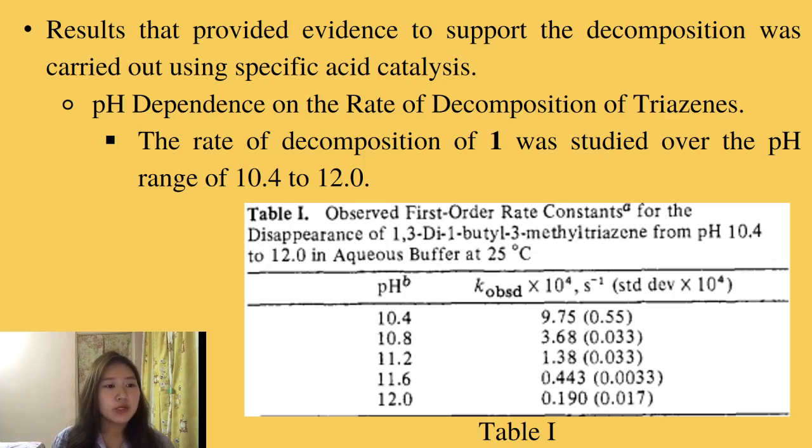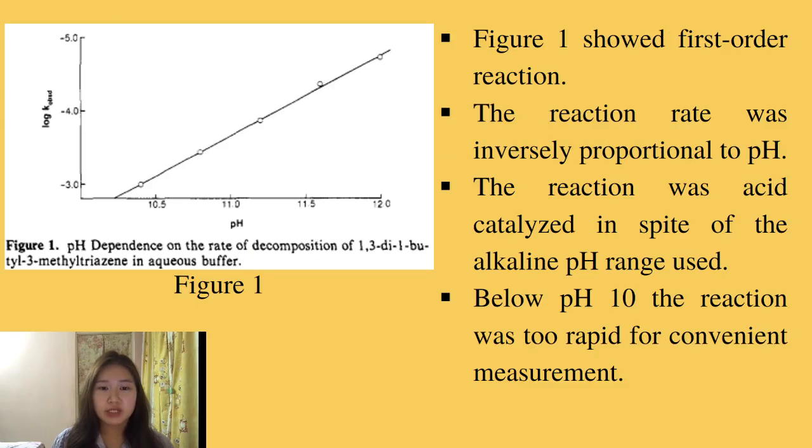Here are the results. pH affects the rate of decomposition of triazines. The rate of decomposition of triazine 1 was studied over the pH range of 10.4 to 12. Figure 1 shows a first order reaction. The reaction rate was inversely proportional to pH. The reaction was acid catalyzed in spite of the alkaline pH range used. Below pH 10, the reaction was too rapid for convenient measurement.